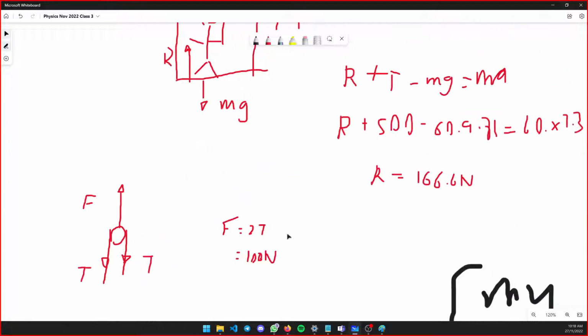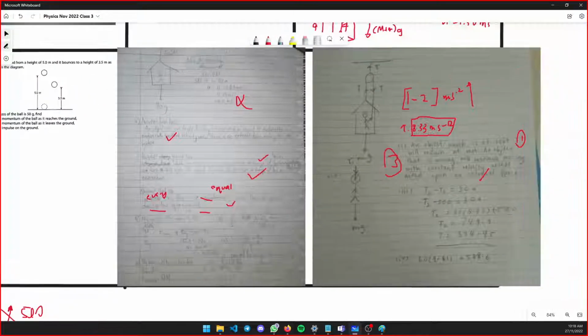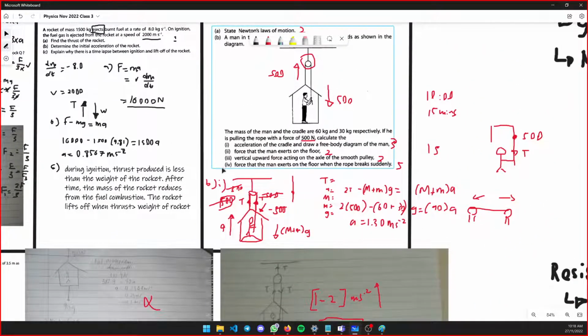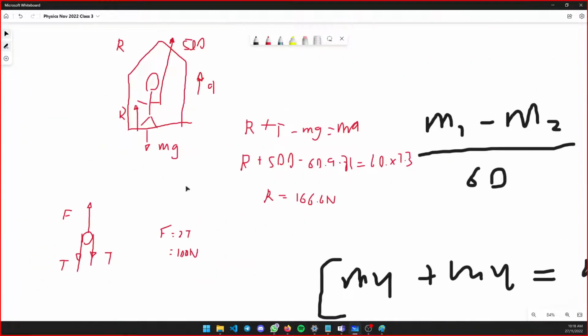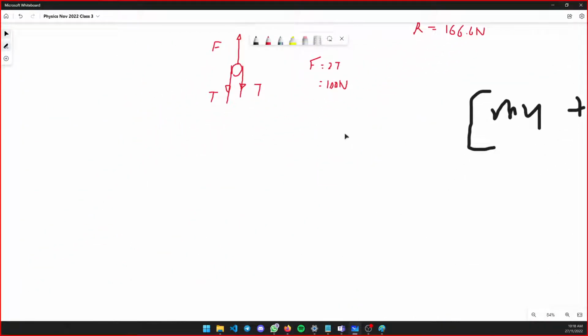Now finally our last question. The last question says the force that the man exerts on the floor when the rope breaks suddenly. We don't know which part of the rope breaks, but it just breaks. That means that he is falling, right? What is the acceleration of falling? Acceleration of falling is gravity. A equals g.